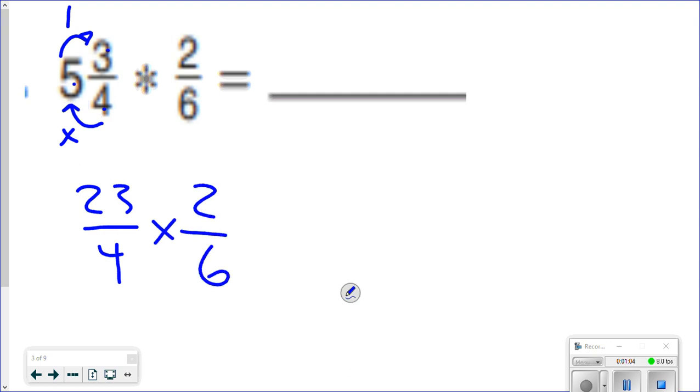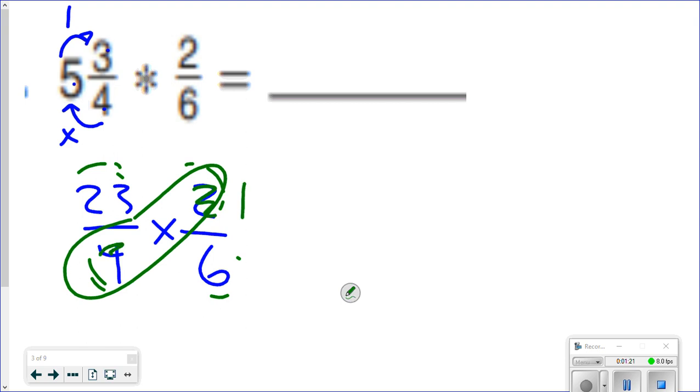This is why cross reducing is really helpful. The 23 and the 6, we can't really do much here for cross reducing, okay? But the 4 and the 2, we sure can. So I'm going to cross reduce the 4 and the 2 and divide them both by 2. 2 divided by 2 is 1. 4 divided by 2 is 2. So now I have 23 times 1 is 23. I have 2 times 6 is 12.